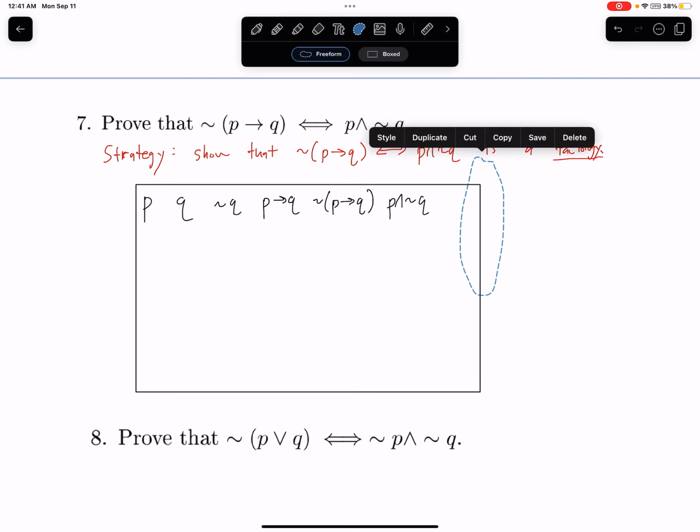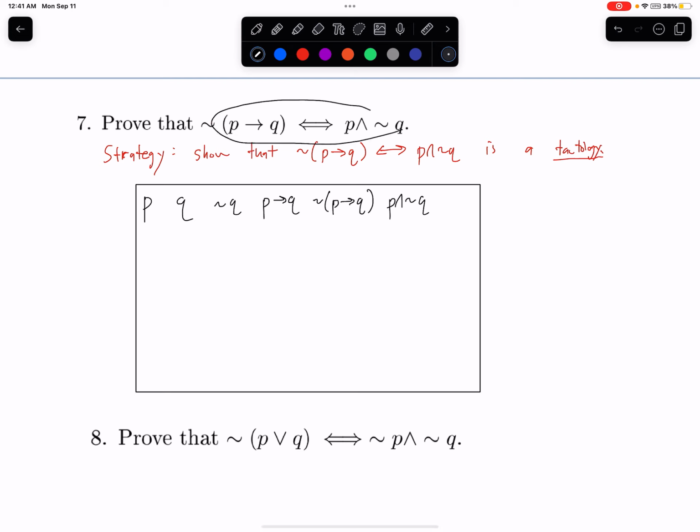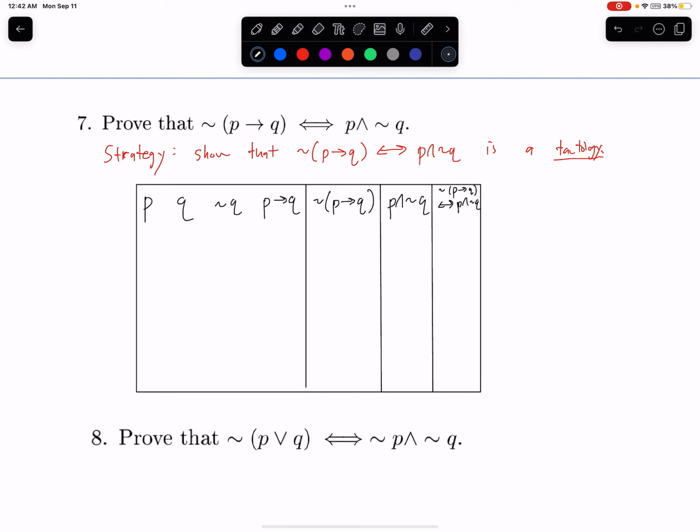Move it over a little bit. So my very last column is going to be this whole thing together. I'm just going to write it in 2 layers at the right side of this box. So I'm going to squeeze it in here. What is it I'm squeezing here, though? It's just the original conditional statement, because I'm trying to show that the original biconditional statement is a tautology. And if I do that, then that means I've successfully completed my task of proving the logical equivalence.